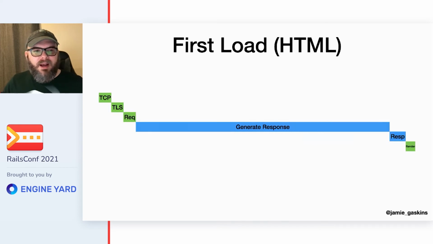In reality, these are not all the same size. This is closer to what it looks like when you're sending HTML over the wire. The generate response step involves fetching a bunch of records from the database, transforming them into HTML using ERB, Haml, or Slim templates. And then after that, the server sends the response back to the browser. Until the browser renders, the user is looking at a blank screen when you're loading just an HTML body.